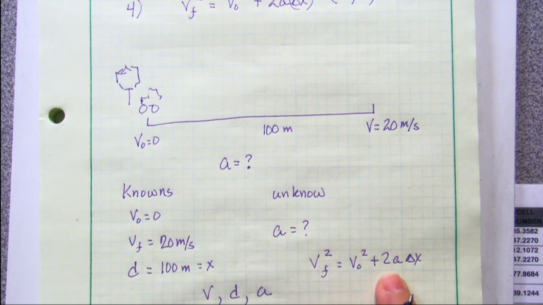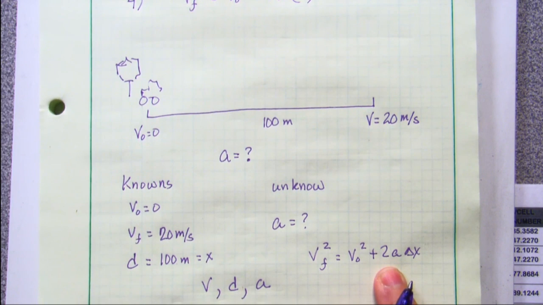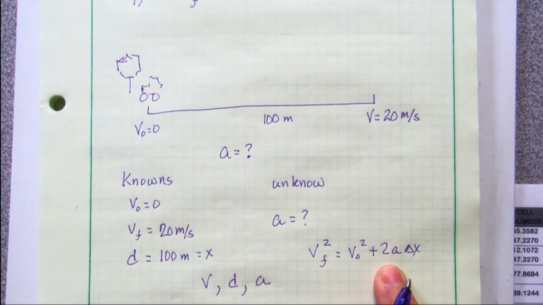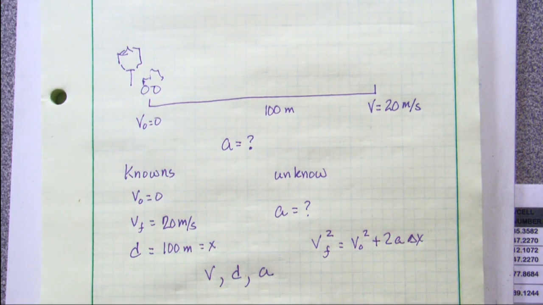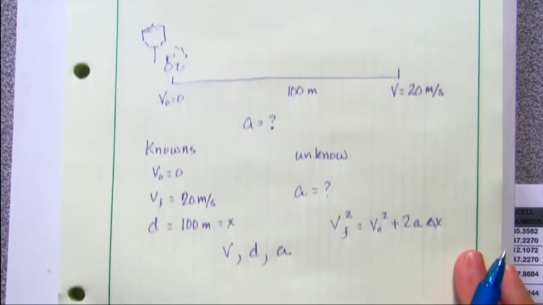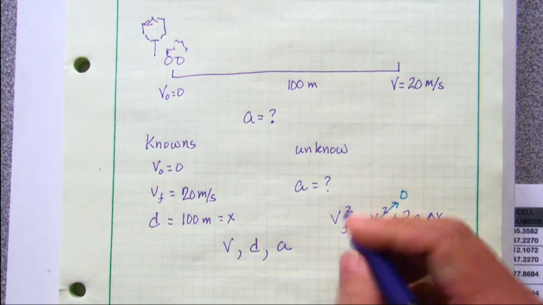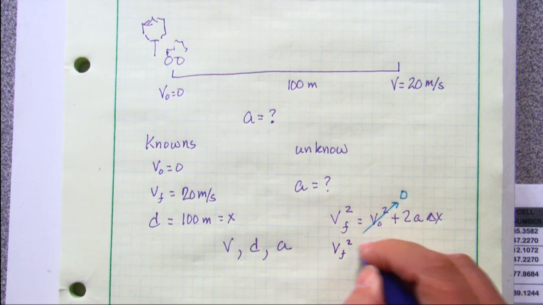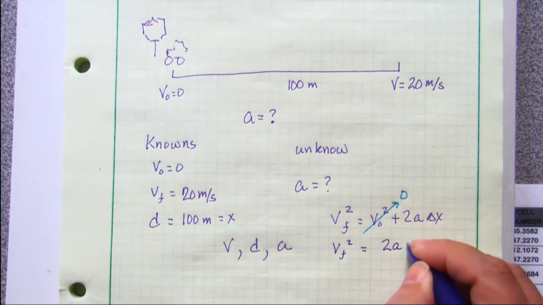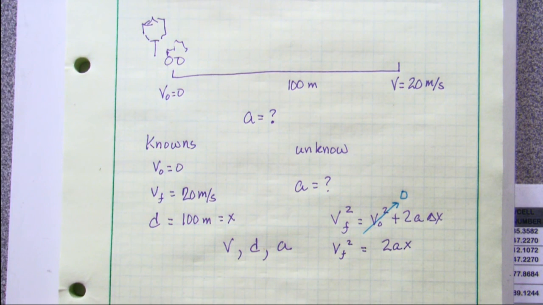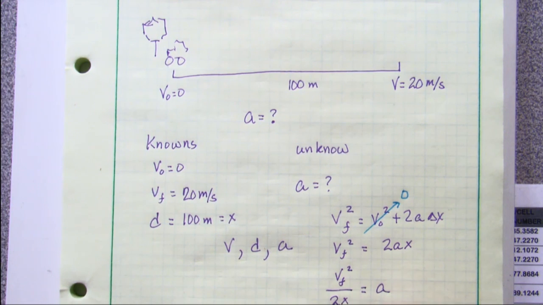I want to know acceleration, so this comes into that part about when do you plug in your numbers. So first thing I'm going to do is make my life a little easier. We know what our initial velocity is, so that's 0. So if I write all the gory steps, this now is 2ax. I'm solving for a, so I get v final squared divided by 2x gives me a, if I've done my arithmetic right.